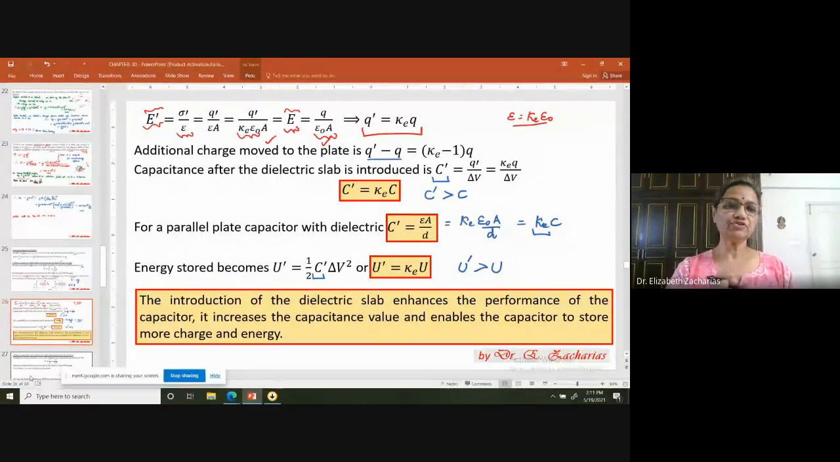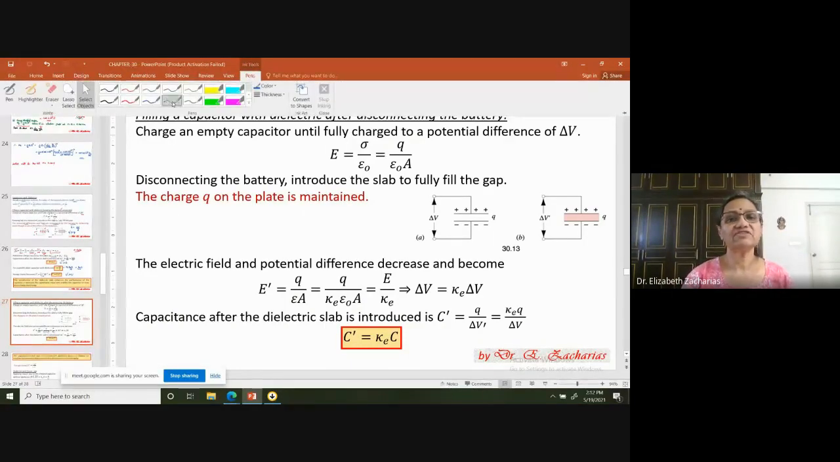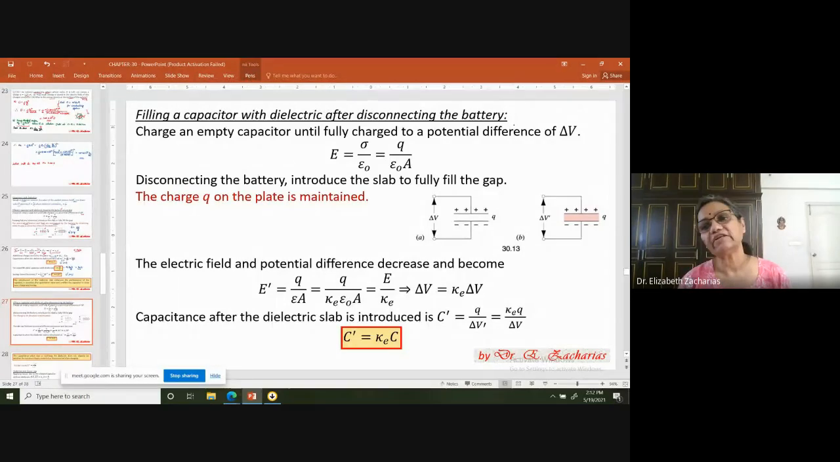Now, how did we do this entire process? We connected a battery, charged the capacitor, kept the battery as it is, and then introduced the dielectric. Next, what we'll do is, we will connect a battery, charge a capacitor. Okay, after charging, we'll remove the battery. We'll remove the battery and then put in a dielectric and see how different that is going to be from this. Right. So what is this? It is filling a capacitor with a dielectric after disconnecting the battery.